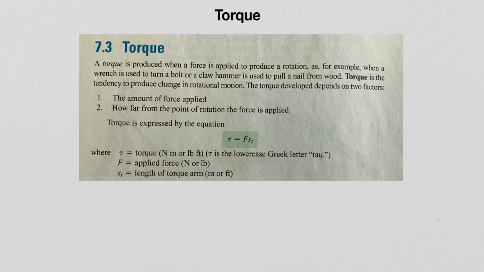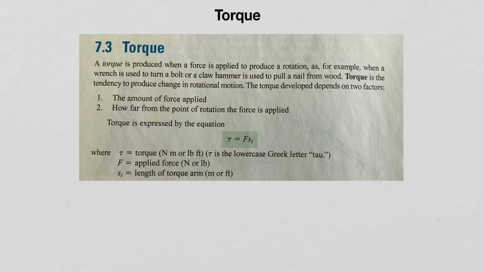The expression for torque is given by this equation. The torque tau is equal to the product of the applied force F and the distance from the point of rotation, which is called the length of torque arm, L. For simplicity, I will refer to the length of torque arm simply as torque arm.